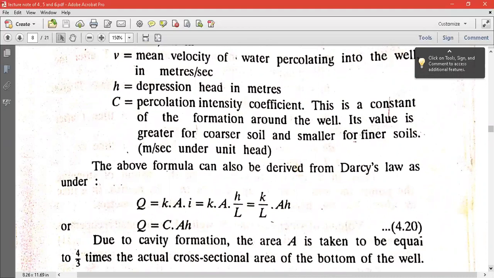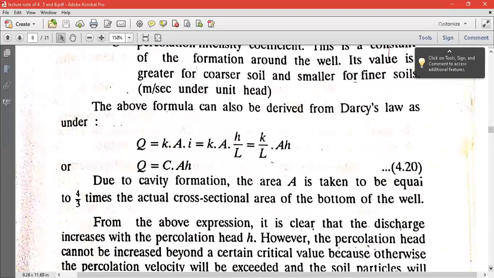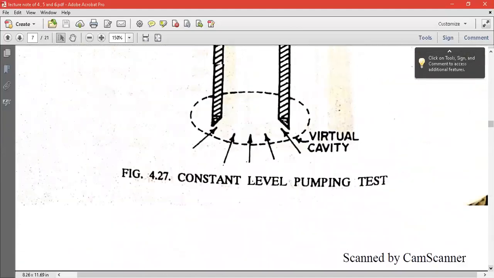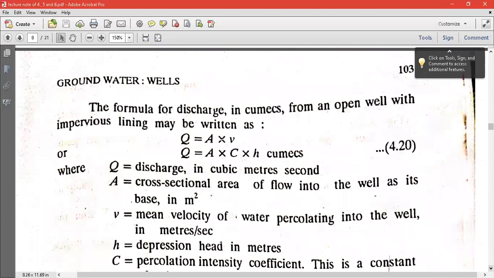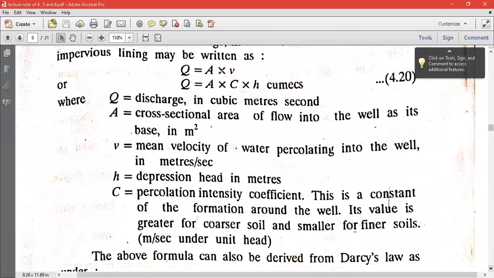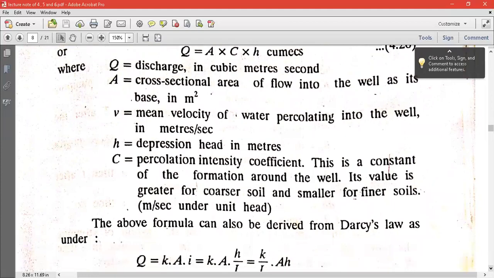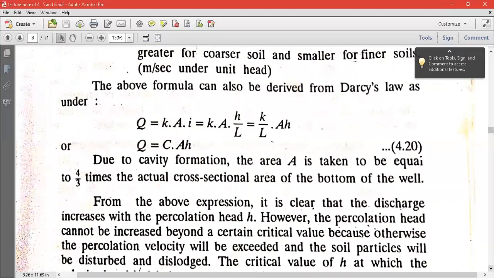Now we can simplify it in another manner. If you want to form the equation in a more simplified manner, K divided by L is called C. What is C? K is the coefficient of permeability, L is the length on which the depression occurs, and C is the percolation intensity coefficient. So the percolation intensity coefficient C is nothing but K by L. So the formula is Q equal to CAH.